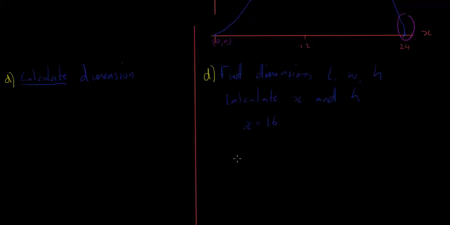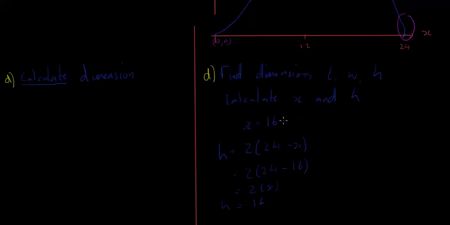Now I need to calculate what h is. How do I do that? I go back to an earlier part in the question when we found that h is equal to 2 outside of 24 take away x. Alright, x is equal to 16. What's h going to be? Let's plug it in and work it out. 2 outside of 24 take away 16. That's 2 times by 8. That's equal to 16.